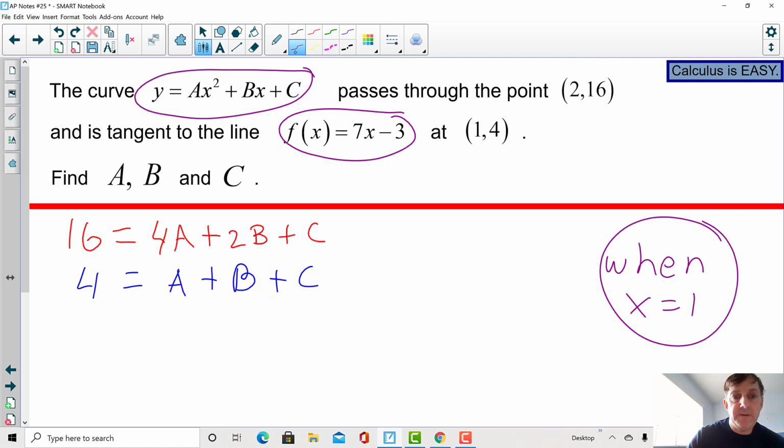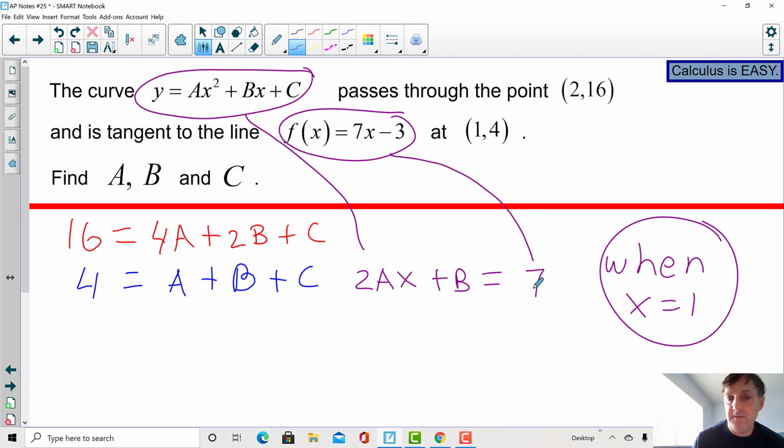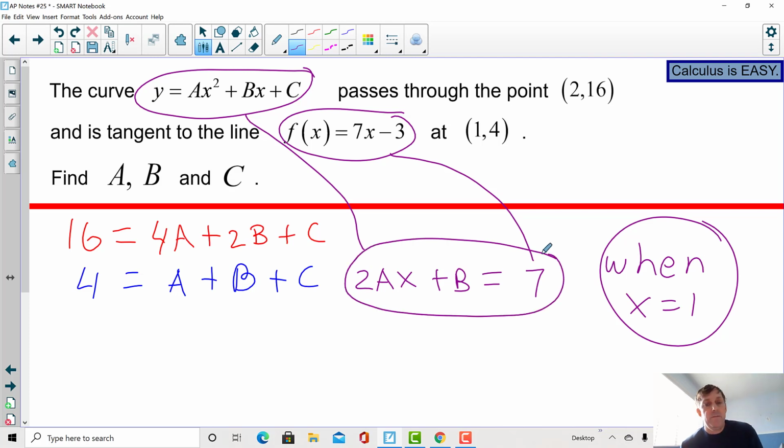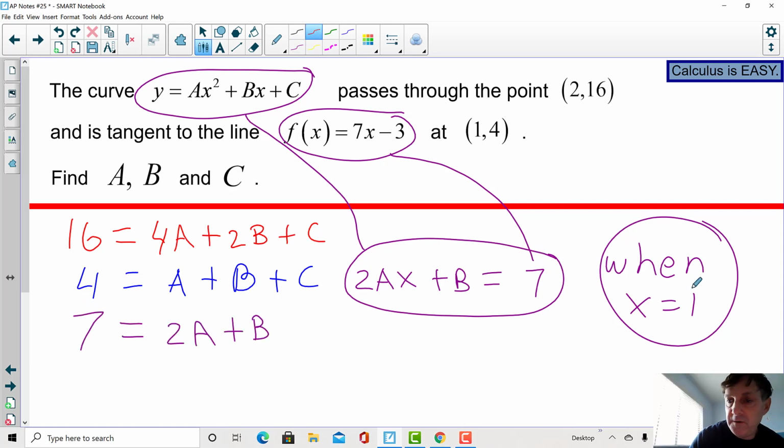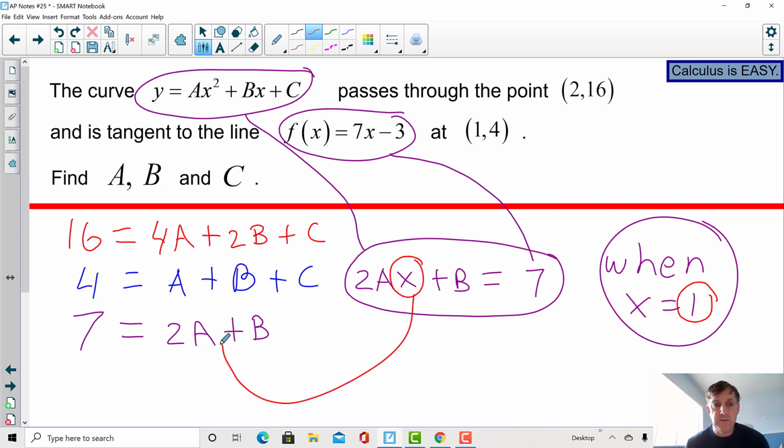Okay, if they have the same derivative, then that means the derivative of this one, which is going to give us 2ax plus b, well, that's going to be the same slope as this one. Slope here is just 7. That's how you get the last equation, and that's the one that everyone struggles on. So I can write that over here. Now I want you to notice that this happened when x was 1, so I traded the x for a 1 over here. And so I just got 2a plus b equals 7.